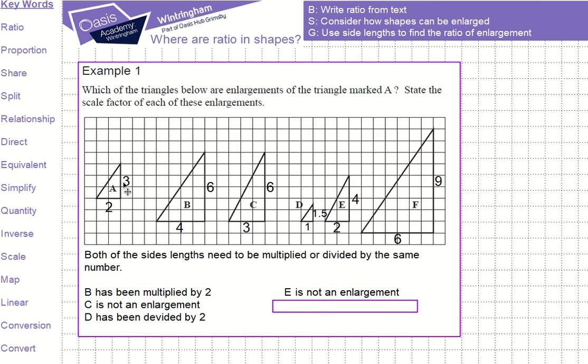So let's check the height. 3 multiplied by 3. Well, 3 multiplied by 3 is 9, and that's what we've got on shape F. So F means that shape A has been multiplied by 3. The scale factor is 3. To go from shape A to shape F is an enlargement with scale factor of 3.